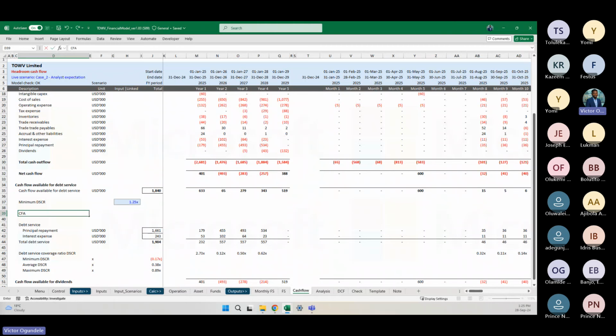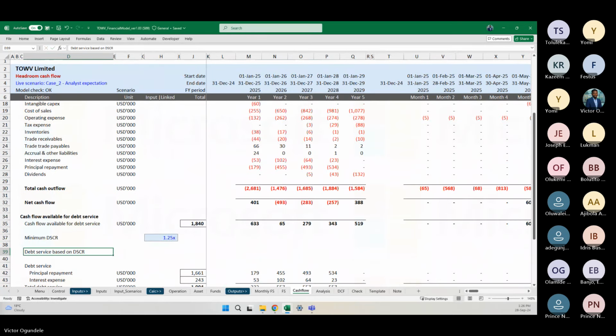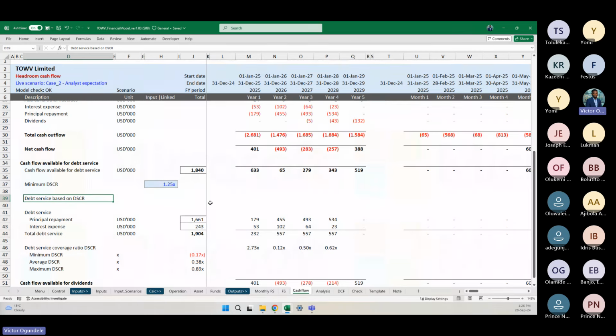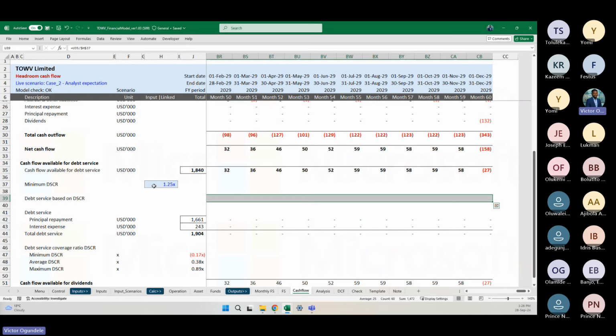So our cash flow available for debt service, based on DSCR, or sorry, not CFAT. So this should be debt service based on our DSCR. And basically what we are saying is, come under each of the months and type equal to this, my cash flow available for debt service divided by what? Divided by my minimum debt service. I can drag that across.